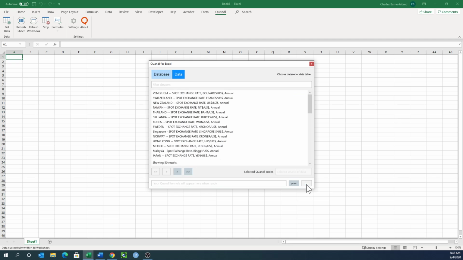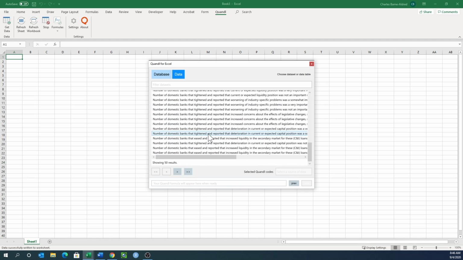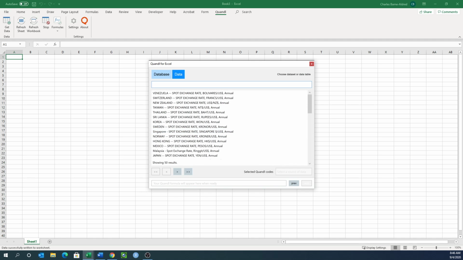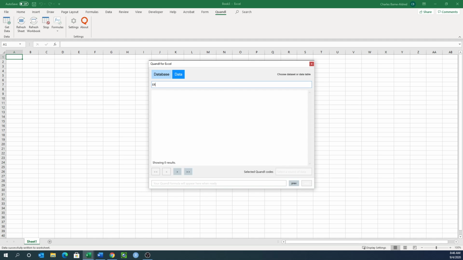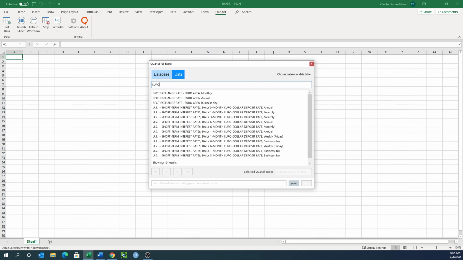Click Next. There's a lot here, a ton to look for, but I can just go in here and search euro. I can spell euro. And now I've got my spot exchange rates. I can get annual, monthly, or business day. Well, let's take a look at the business day. Why not? And again, when we say business day, it's not going to be the weekends. It's just going to be the business day. So those are going to be the 221, 222 business days or trading days that this currency trades.